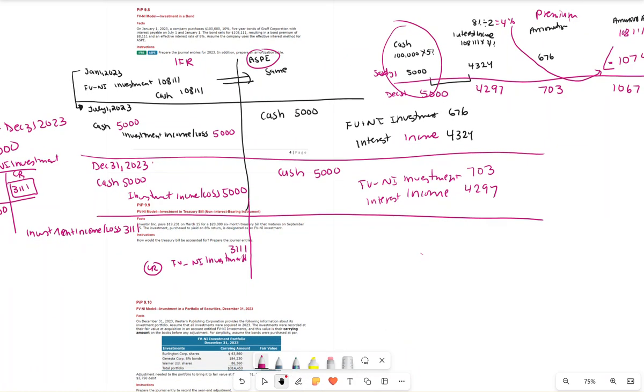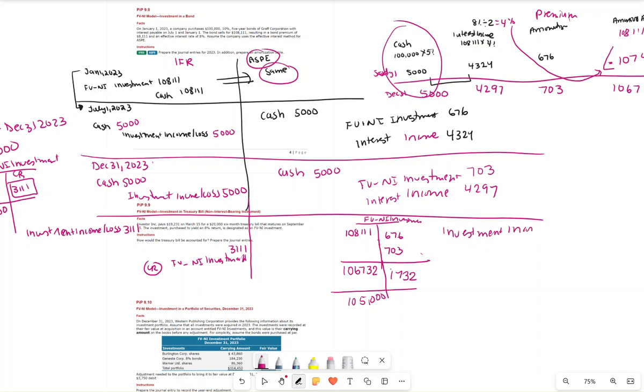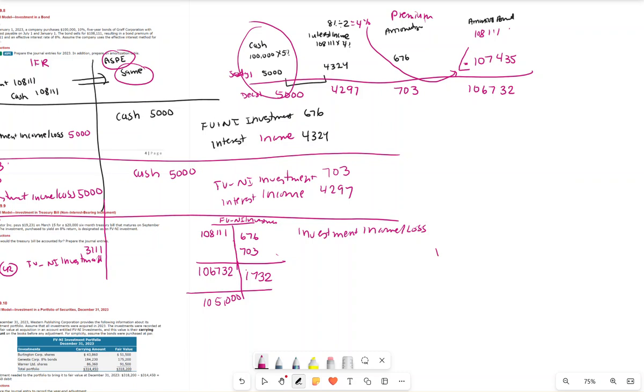But under the ASPE, the amount will be different. Let me show you what the amount will be. If I were to do the same thing here, I started off with the same entry, right? So I started off with 108,111. I have a credit of 7,676. I have a credit of 703. The value of your investment under ASPE will be 106,732, and I need a value of 105,000, so it will be a credit of 1,732. Under the ASPE, my entry will be investment income slash loss as the debit, and credit will be your fair value net income investment for the 1,732.